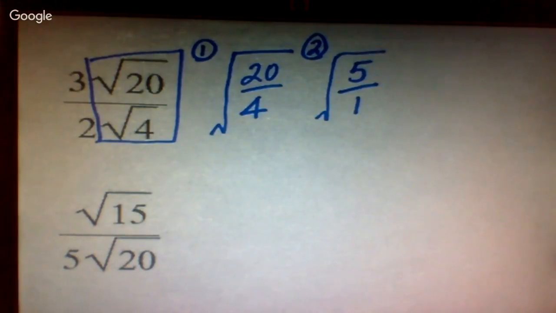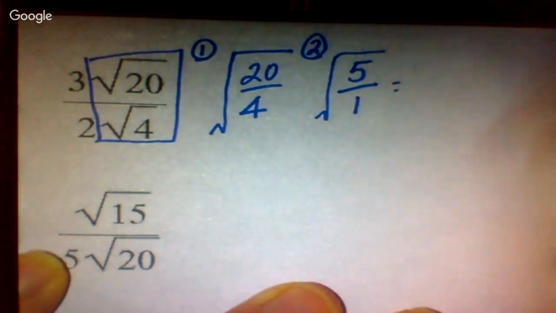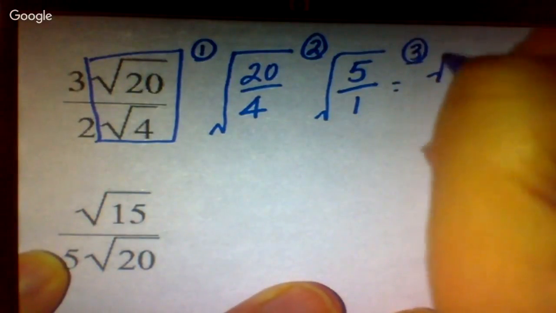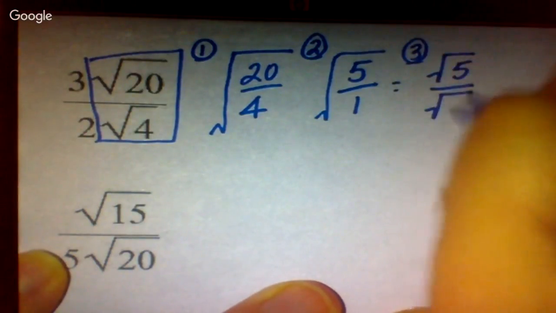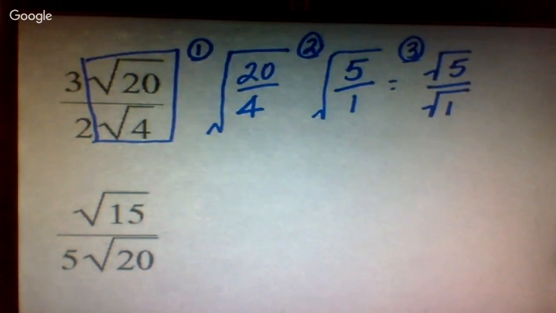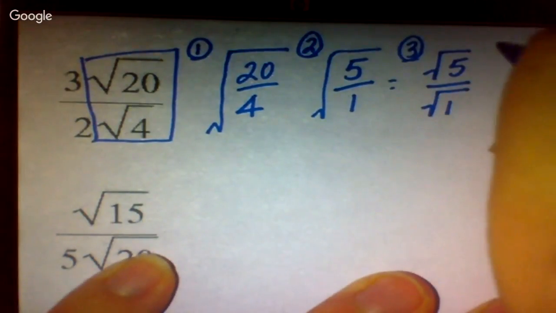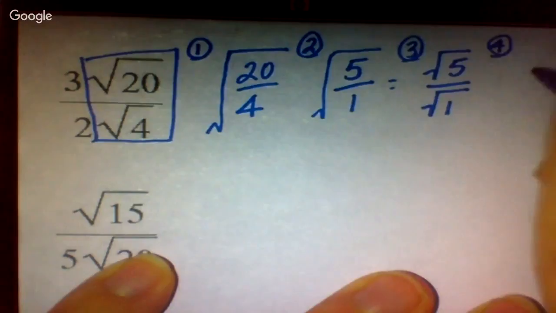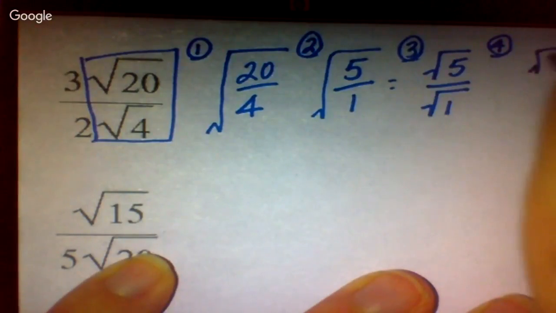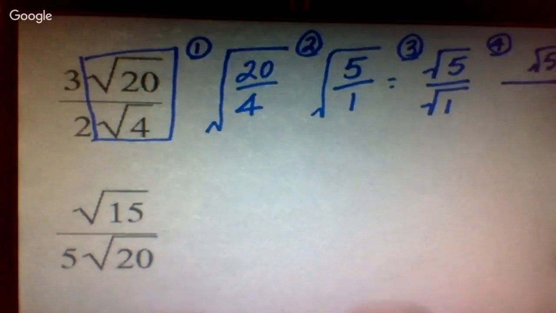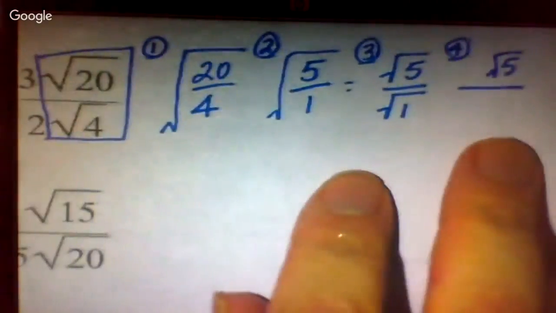Number 3 says rewrite with the small radicals again. So step 3. Now we've got the square root of 5 over the square root of 1. Step 4. Does the square root of 5 reduce? Can it be simplified? No, it stays the square root of 5. Can the square root of 1 be simplified? What is the square root of 1? 1. So we don't need to write it anymore.